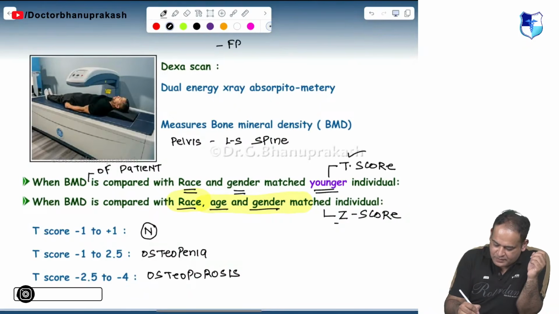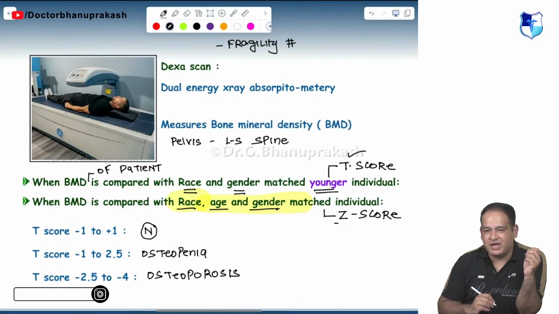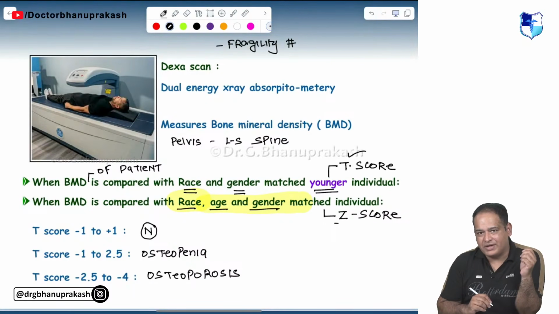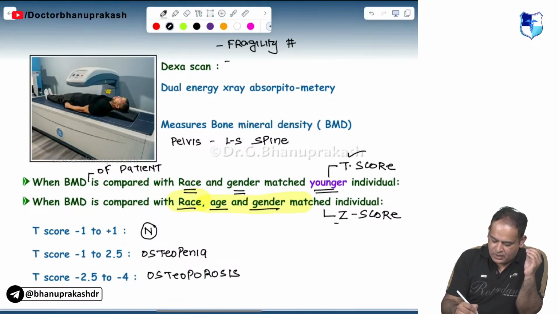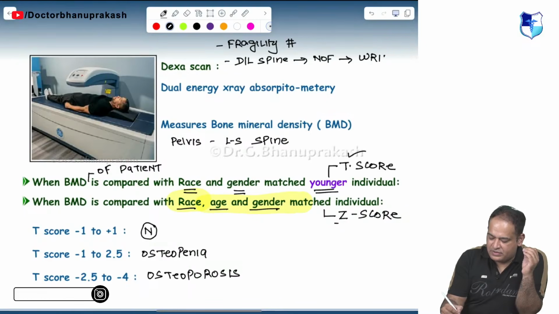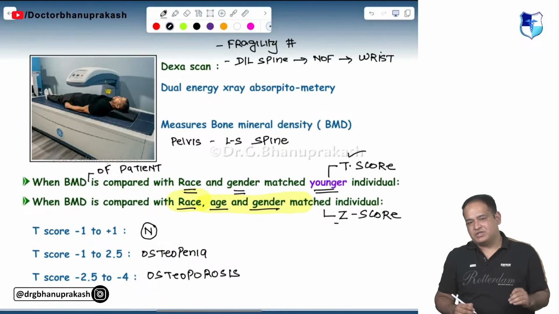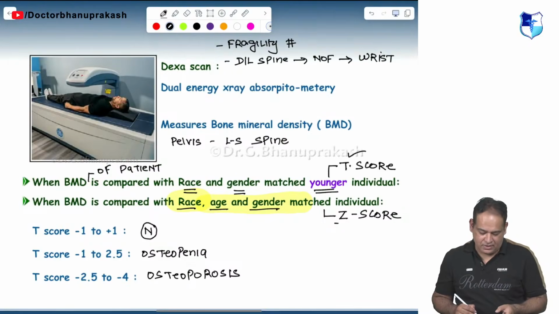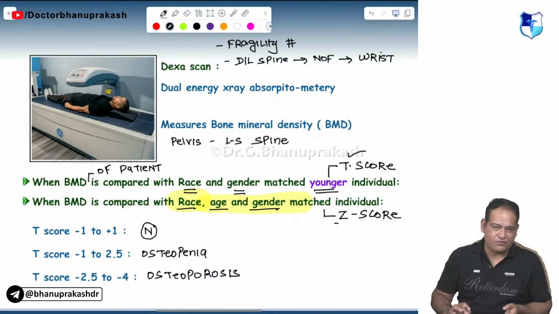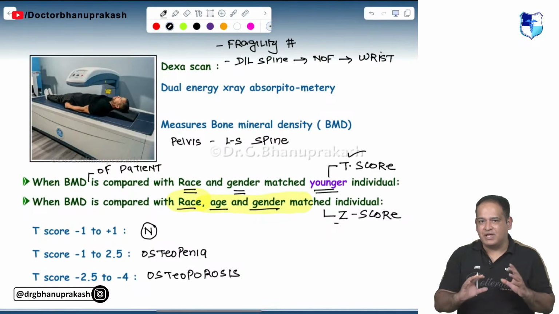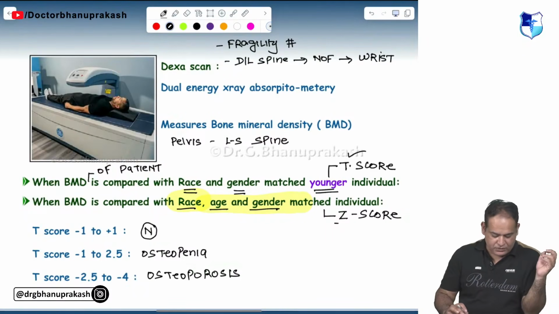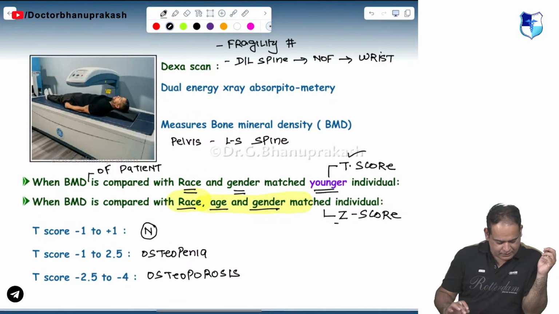Fractures in osteoporosis are called fragility fractures. Now, where are they common? They are common in the dorsolumbar spine, then at the neck of femur, and then at the wrist joint. They are called fragility fractures. Fragile means easily breakable, the one which can break easily, right?